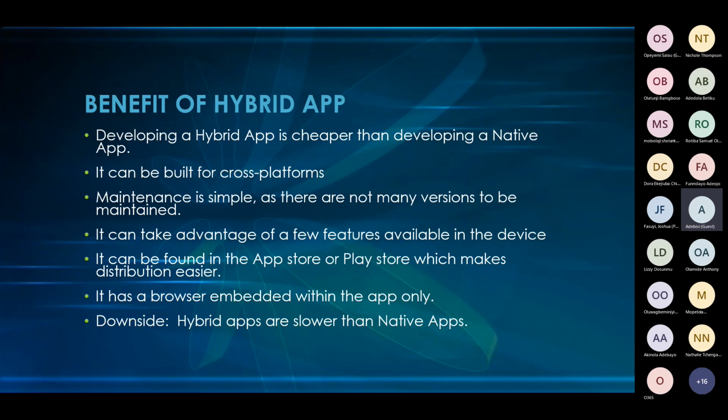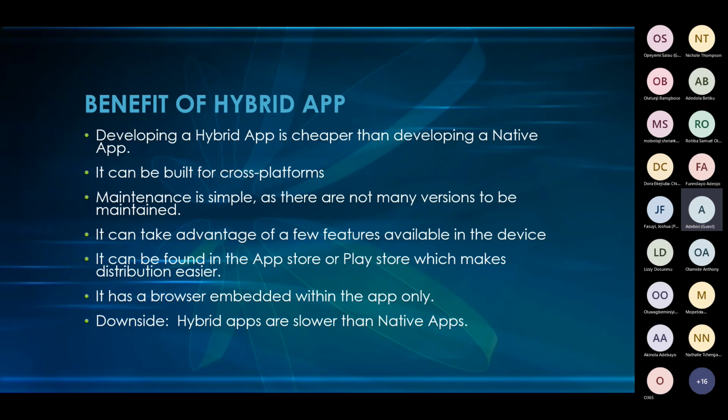Then it can be found in the App Store or Play Store, which makes distribution easier. And that is the part of the native app that hybrid embraces. Because like I said earlier, a native app is the only one that you can install through your App Store or Play Store. So that is part of the advantages that hybrid is having. So it's either you install it, you don't install it, or you decide to use the URL, you use your browser, so you are good. So it has a browser embedded within the app. Like I said, you use your URL and you are good to make use of the application.